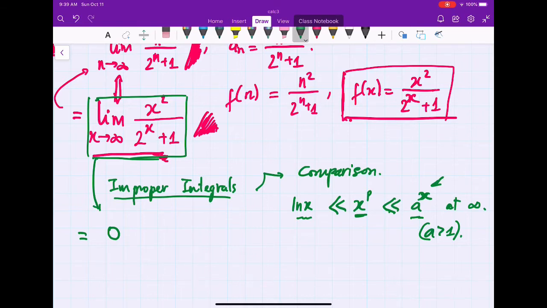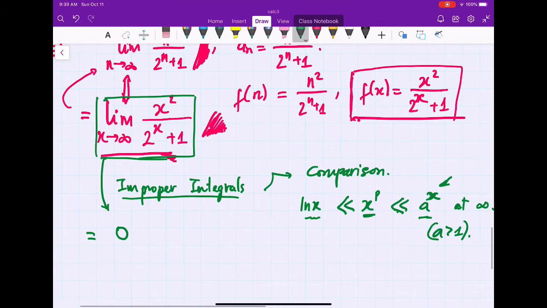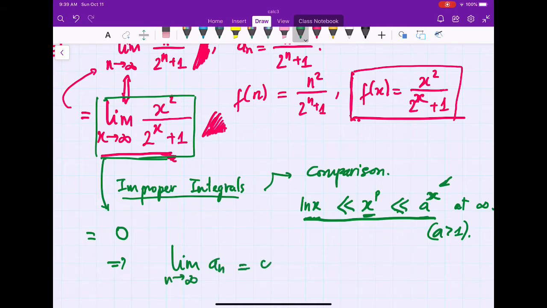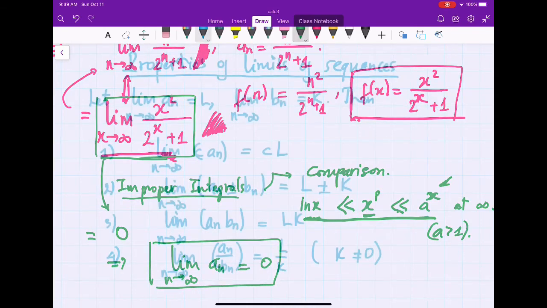Otherwise, this just converges to 0. So if you remember this comparison at infinity, and in this case a is 2, the limit is 0. From here, I can write that the limit of a_n when n approaches infinity is equal to 0. I hope it is clear enough.